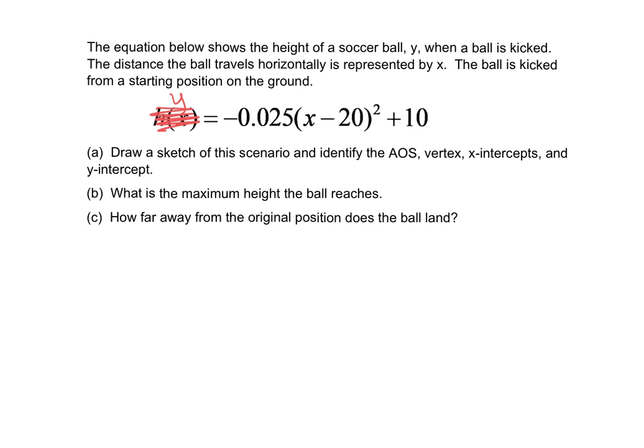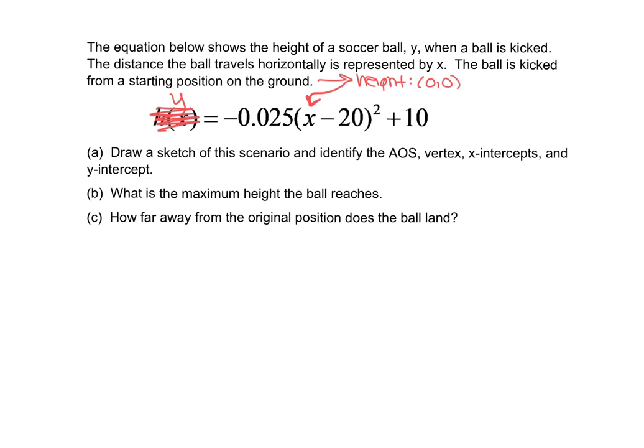The distance the ball travels horizontally is represented by x, which we can see is right here. And then the ball is kicked from a starting position that is on the ground, which means that its height is going to be at 0, 0. So just keeping that in mind as we draw our sketch later on.